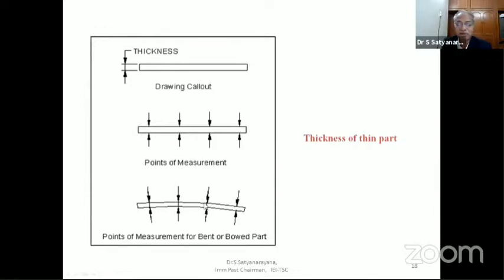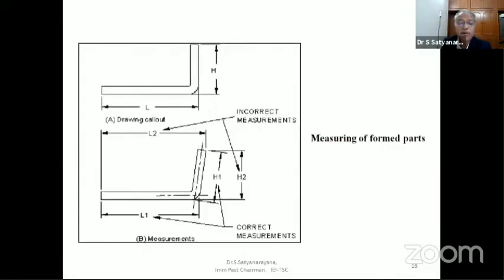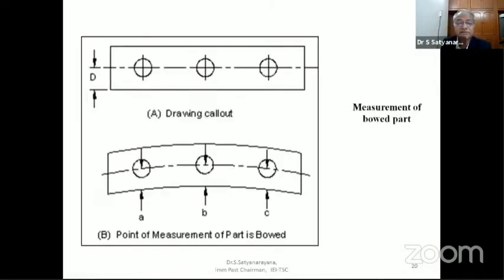Sometimes the component will come bow shaped, but no problem. You have to accept unless it is mentioned in the drawing. And here you see some of the components, how they generally measure. Actually, the measurement is to be taken from here to here, and the height is to be taken from here to here. Suppose you measure from here to here, the component is rejected, but that is an incorrect measurement practice.